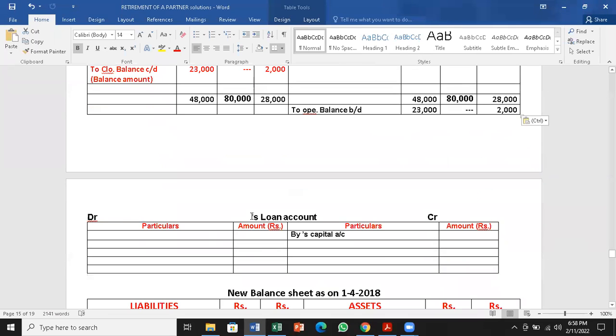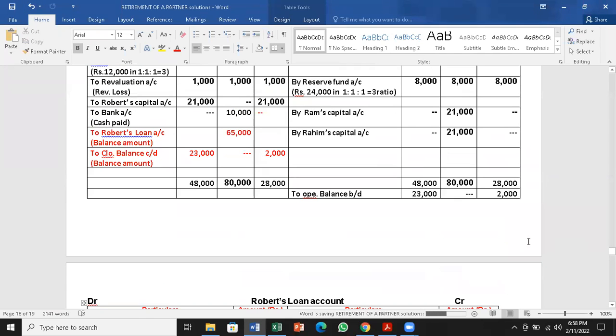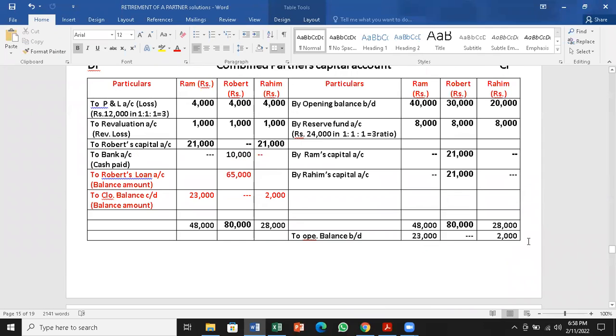Now we'll move on. Sir, yes, there the closing balance for Ram is 22,000. Okay, 22,000. Okay, good. 22,000 is the balance. Perfect.